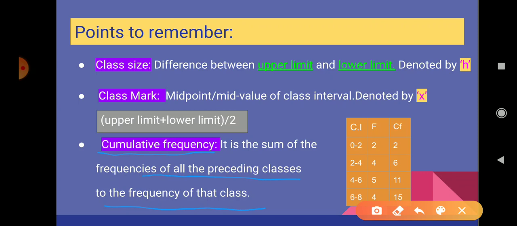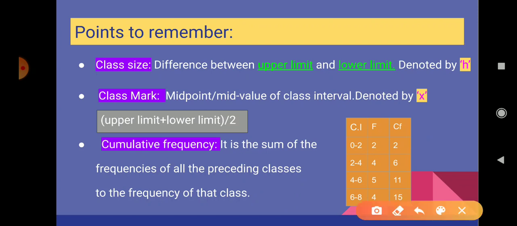So observe here CF. It is denoted by CF, and we will write it in the table as CF. CF means cumulative frequency. How to find this cumulative frequency? Just observe here. Cumulative frequency means just adding the frequencies one after the other. First, look here, 2 is repeated the same, and then we add to the preceding one. Look here, 2 plus 4 is 6. Again to the next one, 6 plus 5, 11. 11 plus 4 is 15.